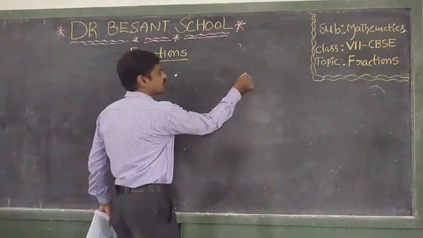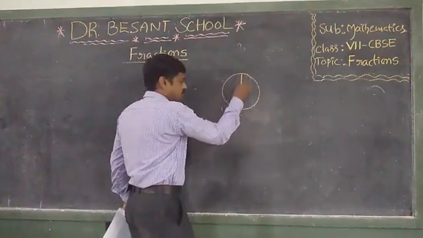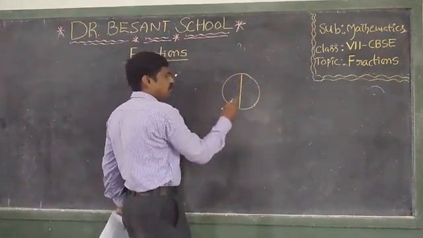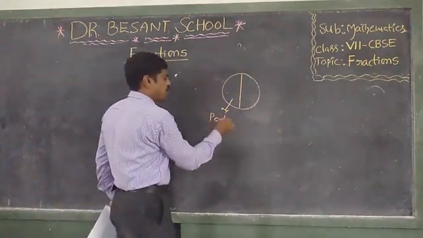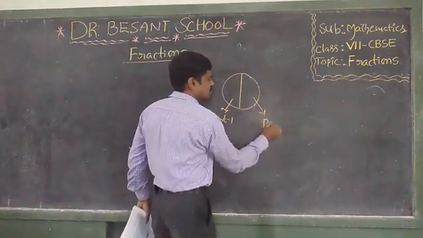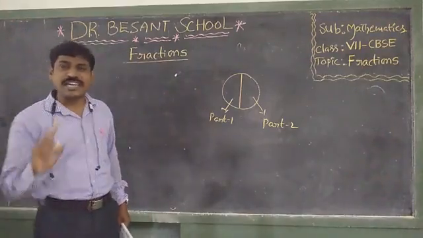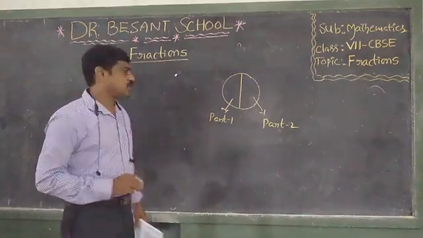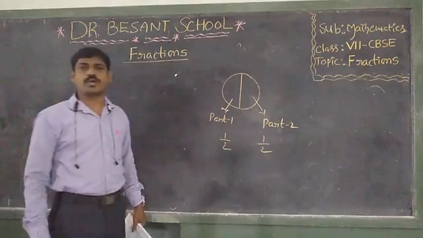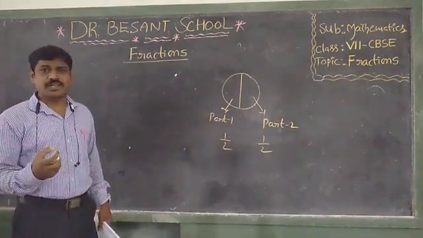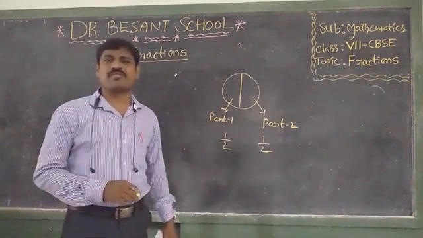Suppose consider it is a whole, and this is one. The whole is divided into two parts. So, this is part 1, this is part 2. The whole is divided into two parts. Each part is called a fraction. Suppose this is 1 by 2. So, this is the 1 by 2. Okay, children? So, a fraction is a part of a whole.